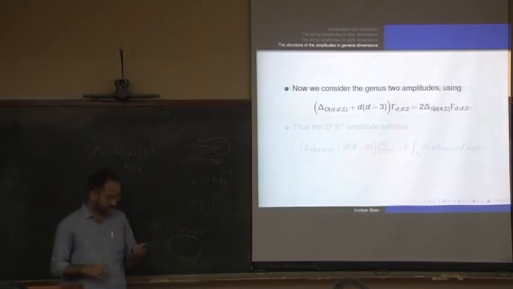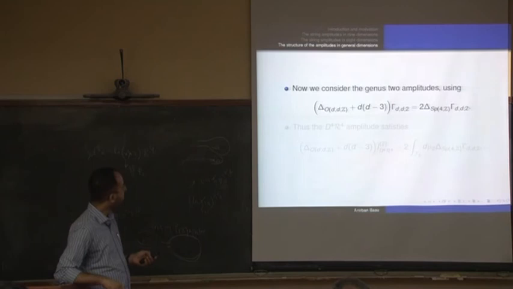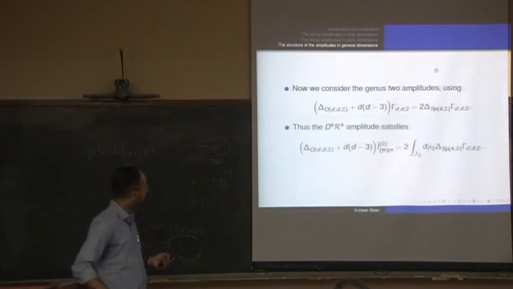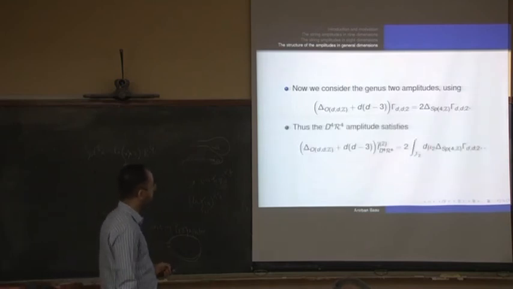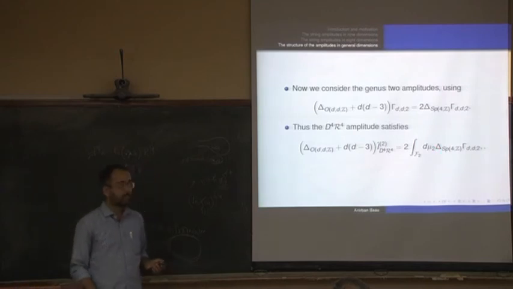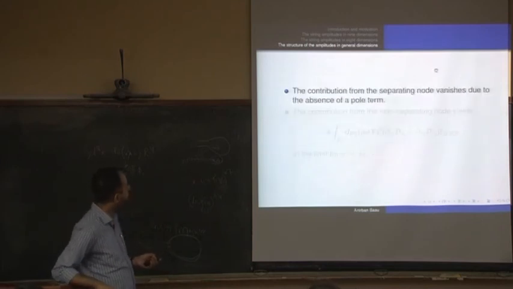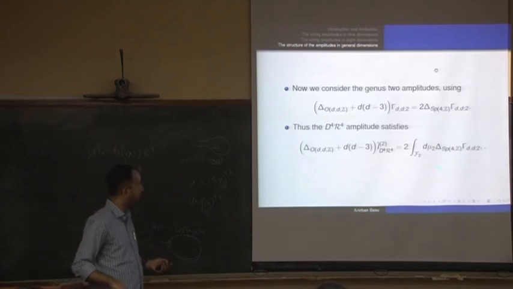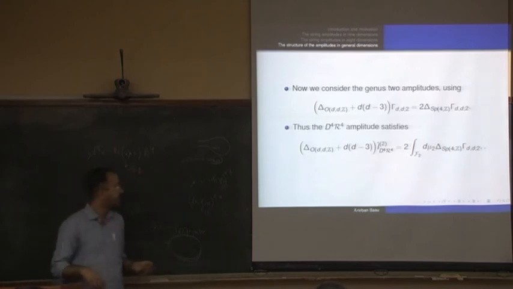Now let's look at genus 2, which is much more complicated. Now the D^4 R^4 amplitude satisfies this equation. This is 1 into the Laplacian on the lattice. Now the question is, in which dimension does this give a contribution? The contribution of the separating node always vanishes. The separating node was the contour integral d tau, and there's really no 1 by tau to control in the middle. So let's not talk about that.